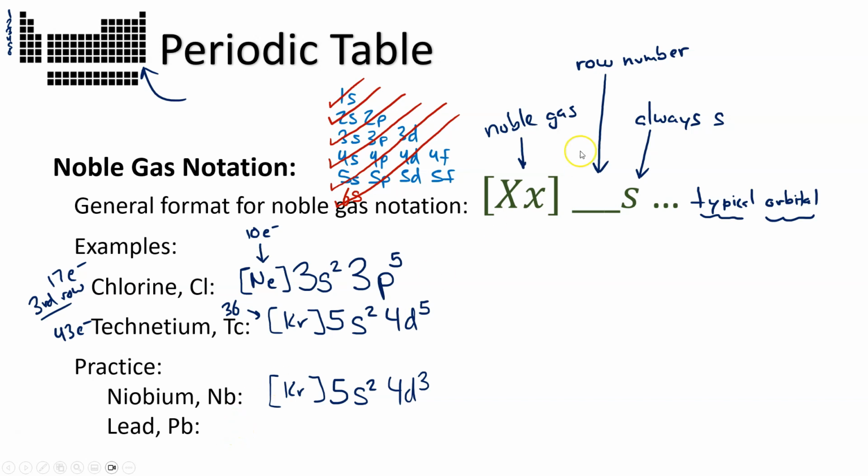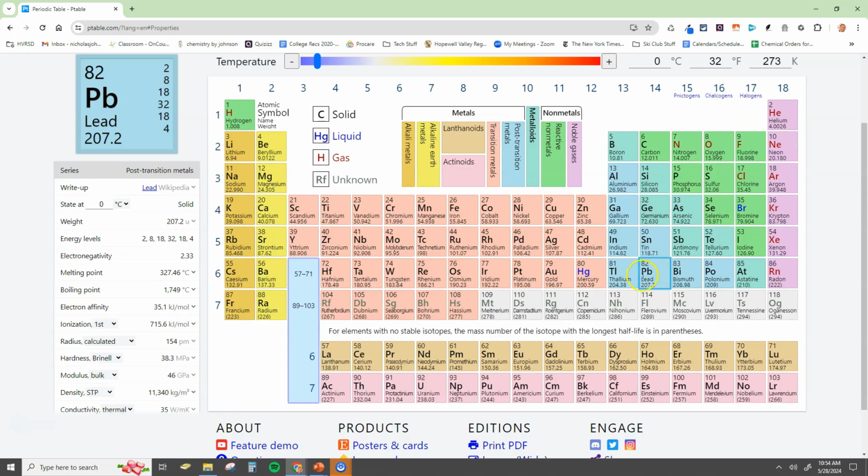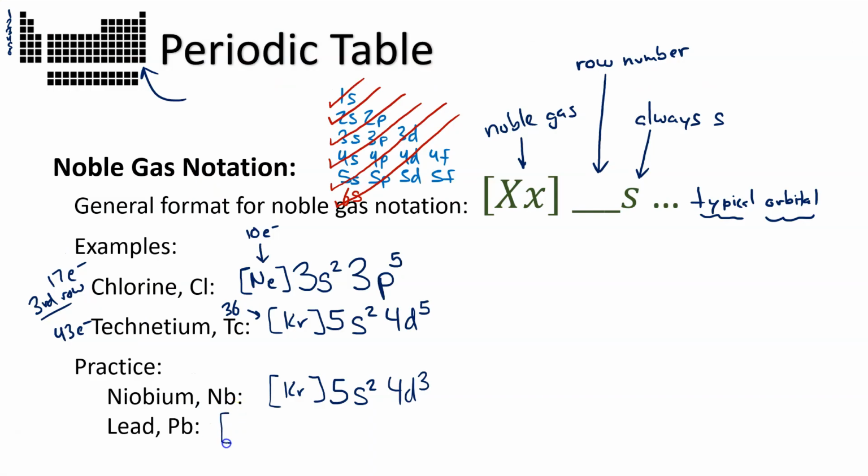If we try this again with lead, our largest element yet, here's Pb, lead. It's got 82 electrons. Pb is in row 6 of the periodic table, and if I count backwards from 82 to choose a noble gas, I land on xenon, Xe, 54. So in my square brackets goes Xe, and I'm going to keep track here because these numbers are getting a little bit big. That is 54 total electrons. The s orbital that comes after Xe is going to be the 6s, because again, lead was in row 6. 6s, of course, can hold 2.